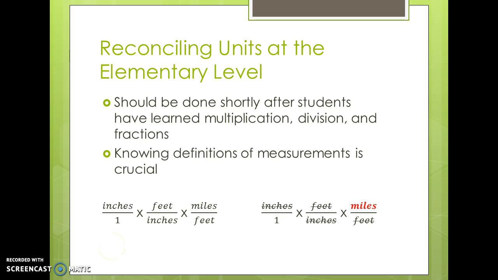One of the last tests that we do to see if students are comfortable with factor label is I will tell them that I am 29 years old, and I will ask them how many seconds I have been alive on this earth. Or we can do something like if the equator goes around, I think it's like 28,000 miles, how many centimeters is the circumference of the earth?